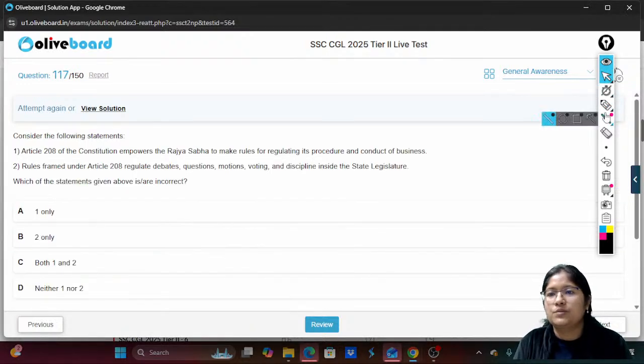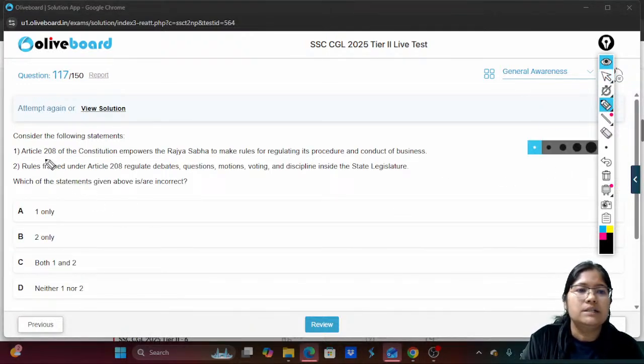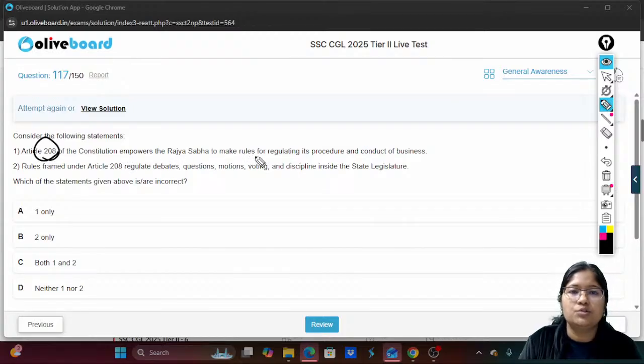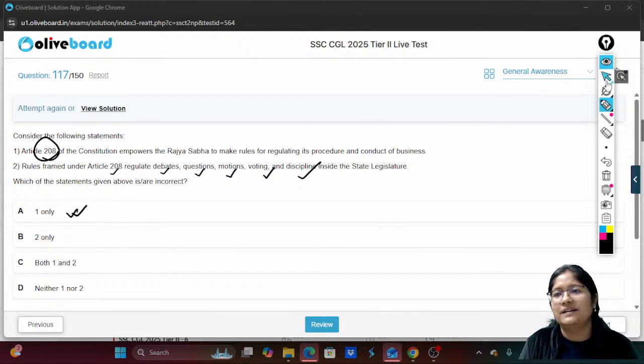Coming to the next one. Article 208 of the Constitution empowers the Rajya Sabha to make rules regarding its procedures. All right. Rules framed under Article 208 regulate debates, questions, motions, voting, discipline. So this thing is not there. Is it there or not? It is not there. So we have only one that is correct.